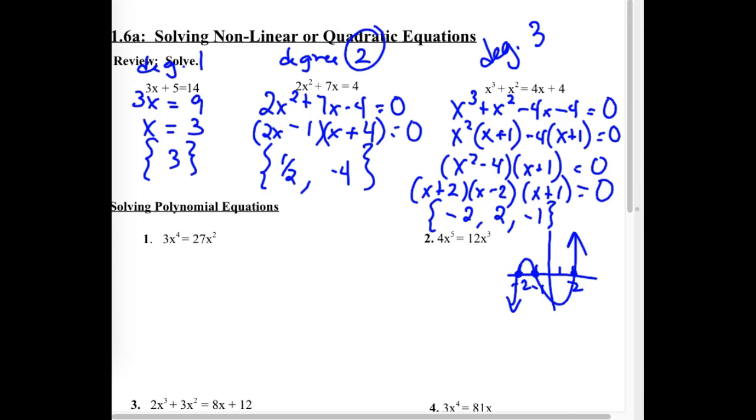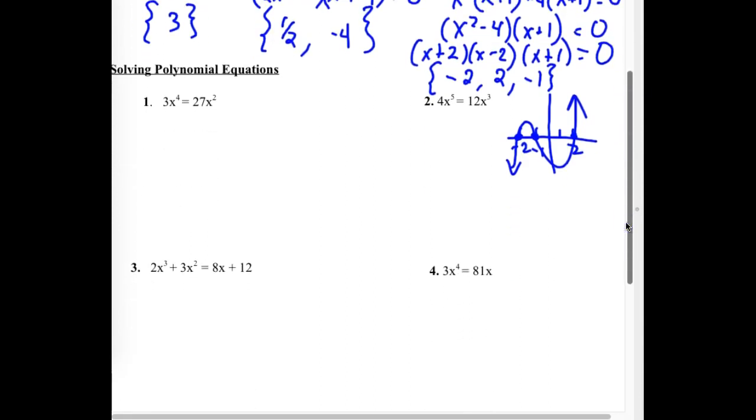I'm not going to have you graph all of these today, but I do want you to be thinking about when you look at those answers, what do they mean? On a graph, they mean those are my x-intercepts. The only ones that we are going to see on our calculator would be the real ones. If we come up with any imaginary solutions, we wouldn't see those. All right, let's go ahead and move on to some higher degree polynomials.